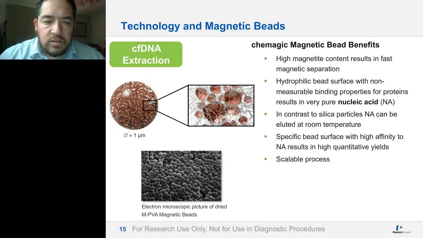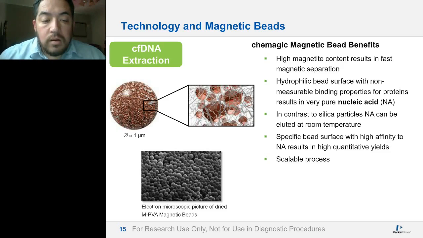Just a little bit of detail on our magnetic bead technology and some of our benefits. Our beads are different because of several things. One, we have a high degree of magnetite, which allows our beads to very efficiently collect on our rods when magnetized, resulting in a very fast magnetic separation. The hydrophilic bead surface with non-measurable protein background results in very pure nucleic acid isolation. Especially in contrast to silica particles, these beads can be eluted at room temperature. And our specific bead surface with a high affinity to nucleic acids results in high quantitative yields as well as a high degree of purity. And it's a very scalable process, as I mentioned, with the different workflows.